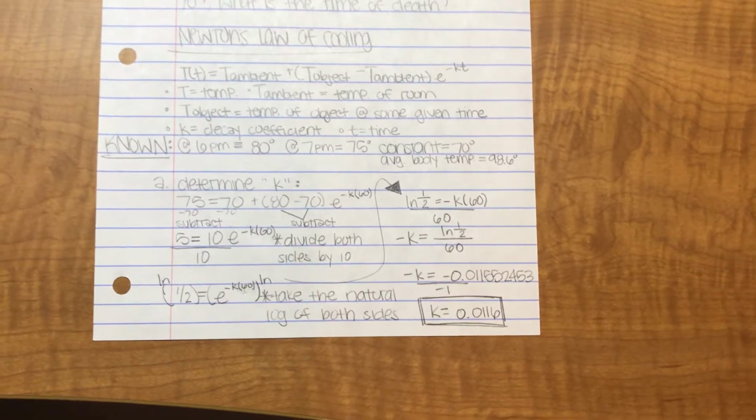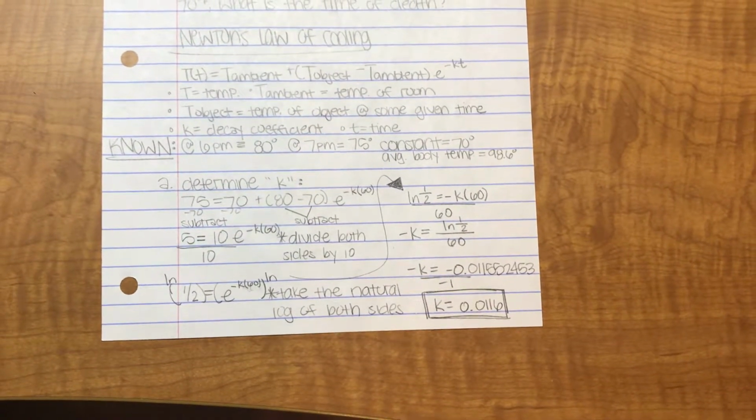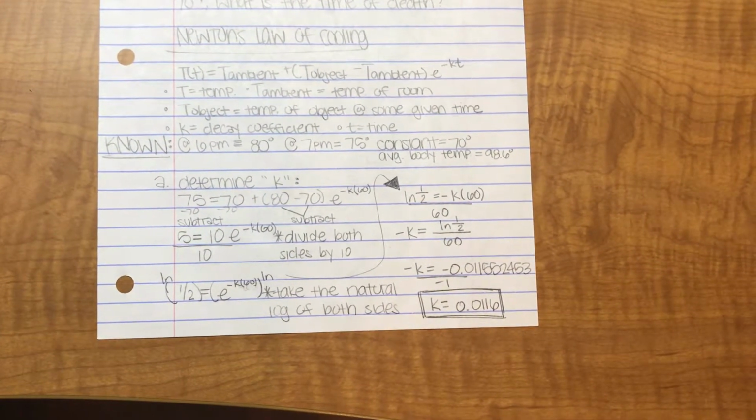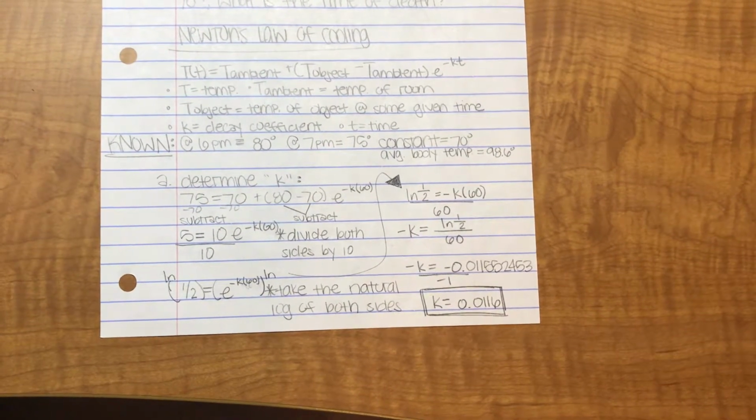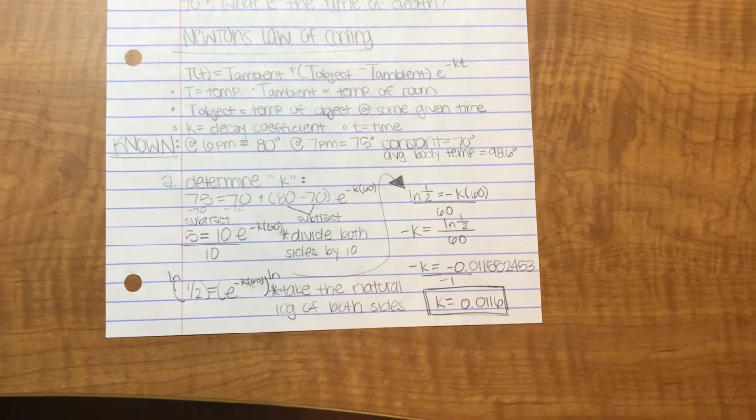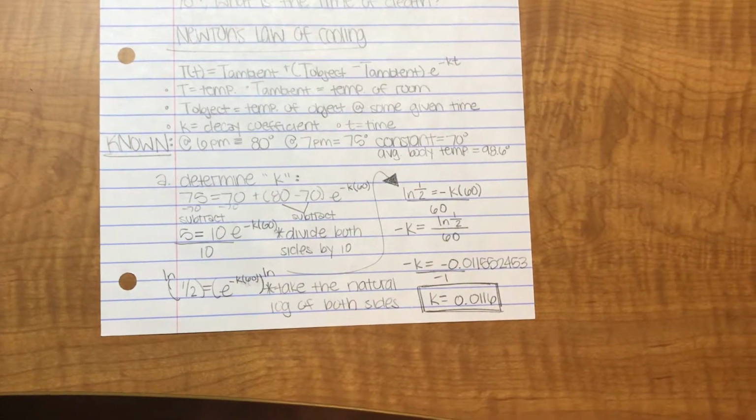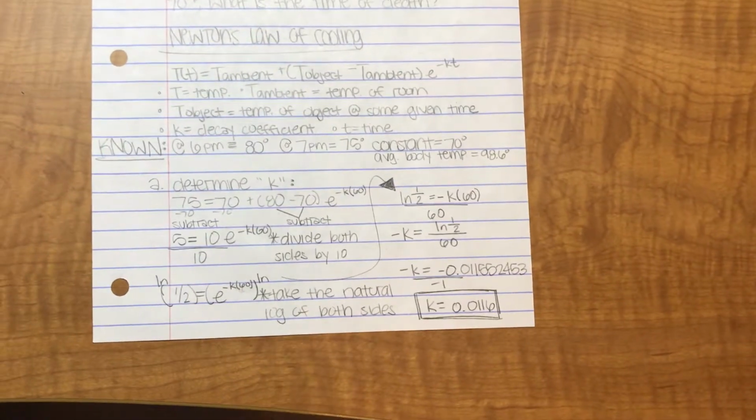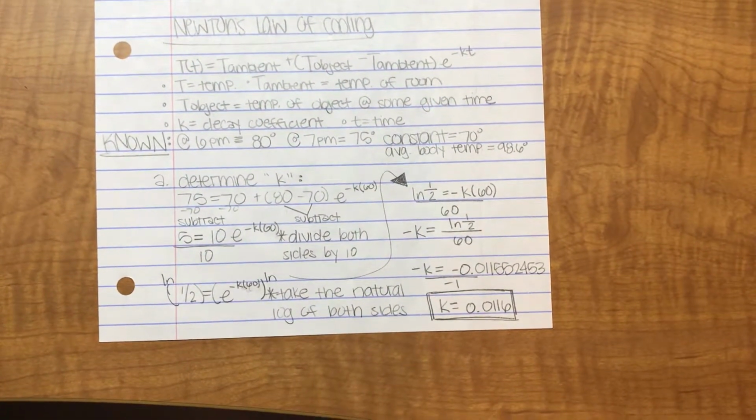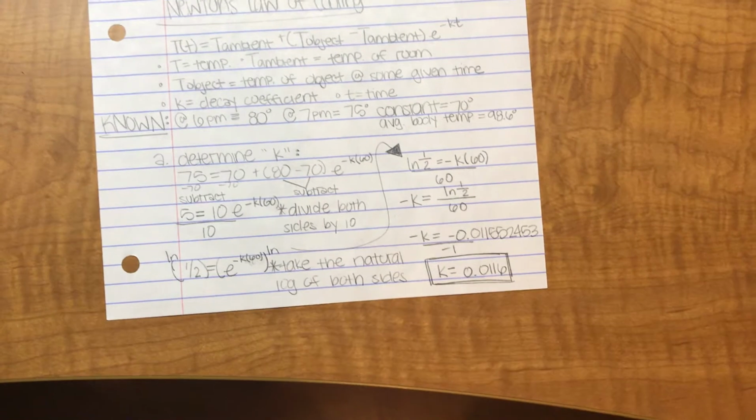So to find k, you have 75 is equal to 70 plus parenthesis 80 minus 70 close parenthesis e to the power of negative k times 60. I have 60 for time because 6 to 7 is 1 hour, which is 60 minutes. And once I receive the number for the actual time elapsed, I could just easily convert that.